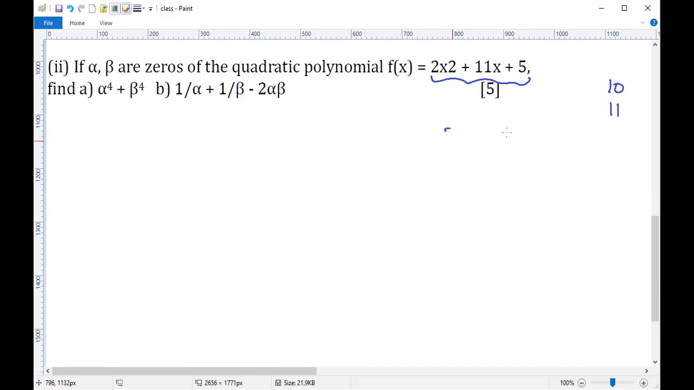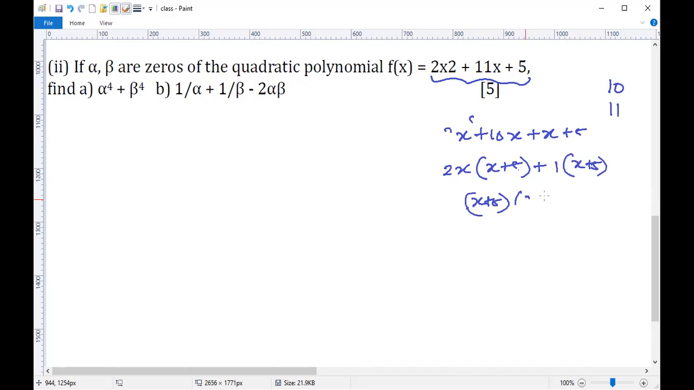We can take 2x squared plus 10x plus x plus 5. Correct? Then if you take 2x common, what will you get? x plus 5 you will get. Taking 1 common, we get x plus 5. So it is x plus 5 into 2x plus 1, or you will get x is equal to minus 5 and x is equal to minus half. Okay. So these are the two zeros. What is it? x is equal to minus 5 and minus half.